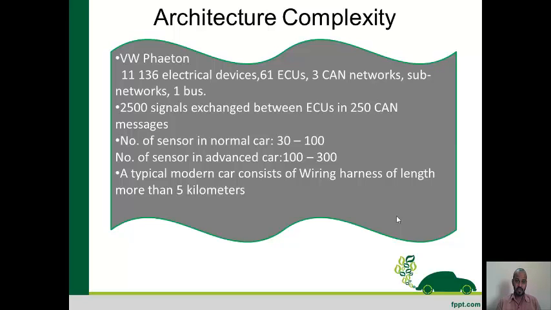Here, this slide explains the architecture complexity. A typical Volkswagen fleet vehicle consists of 11,136 electrical devices with 61 ECUs, connected by 3 CAN networks and sub networks. About 2,500 signals are exchanged between ECUs in 250 CAN messages, and it consists of 30 to 100 sensors, and similarly 100 to 300 in typical advanced vehicles. A typical modern car has a wiring harness of more than 5 kilometers. If you take all the wires inside the vehicle, it will be 5 kilometers in length.